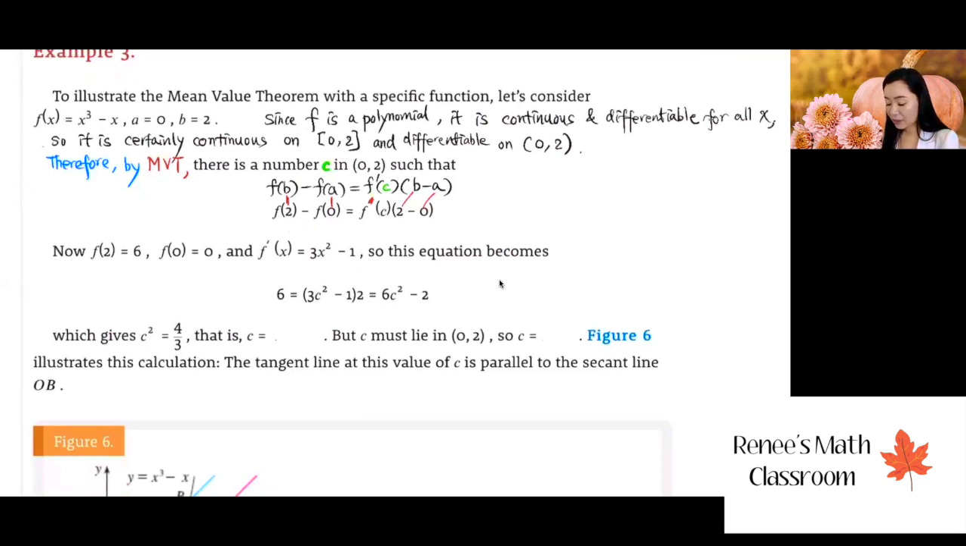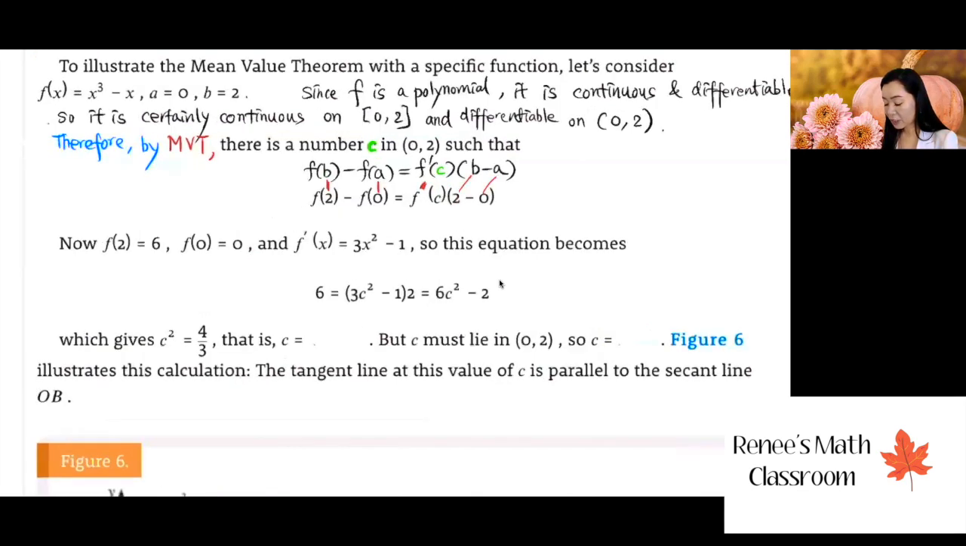Now f(2), how do you find f(2)? You substitute 2 into this x over here. So 2 cubed minus 2, that's equal to 6. f of 0, substitute here, you get 0. So f(2) minus f(0) here will be equal to 6, 6 minus 0 is 6. The derivative of the function over here is x cubed, the derivative is 3x squared. The derivative of minus x is minus 1. So f prime(x) is 3x squared minus 1. So f prime of c, then you will put the c over here. So over here, this will be 6, and f of 0 will be 0.